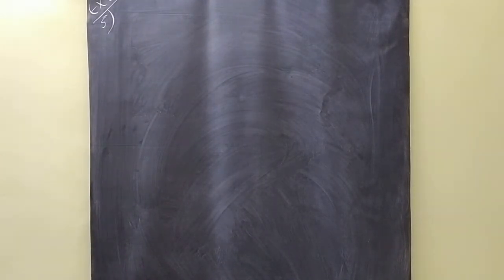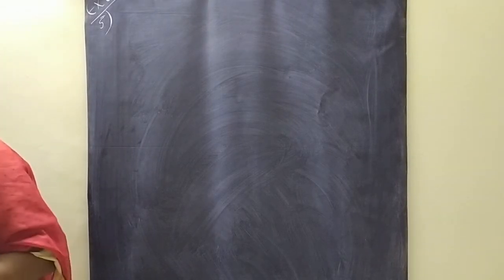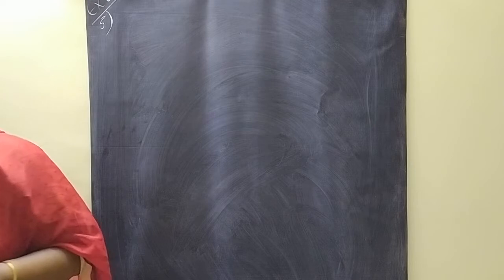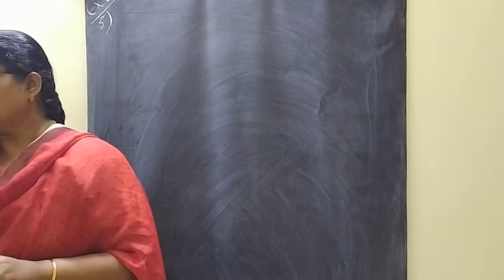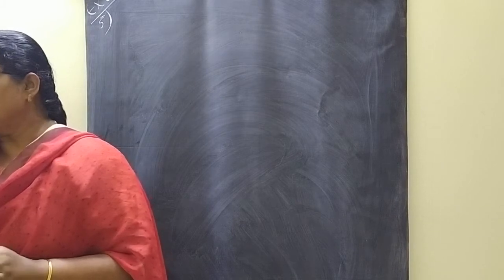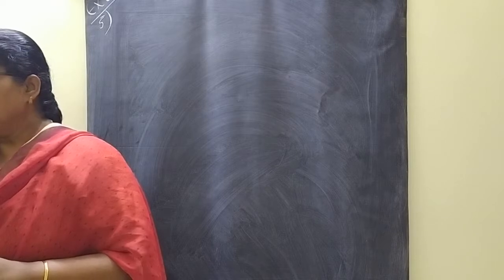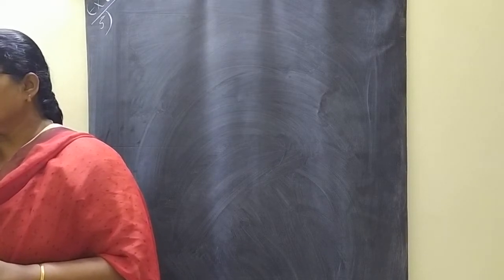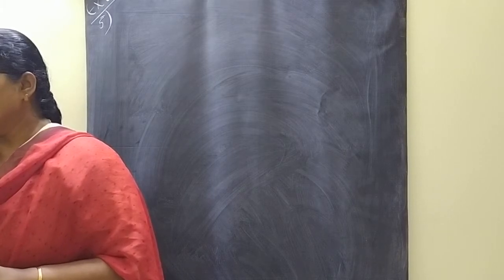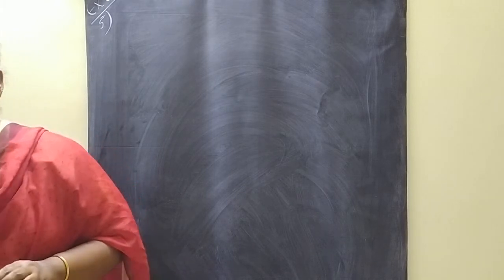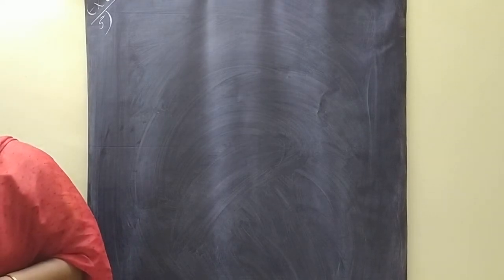So, exercise 6.4, fifth question. D, E and F are respectively the midpoints of the sides AB, BC and CA of a triangle ABC. Find the ratio of the areas of triangle DEF and triangle ABC. In the question, the figure is not given, so you have to draw the figure.